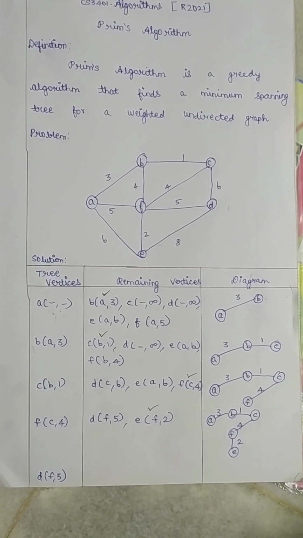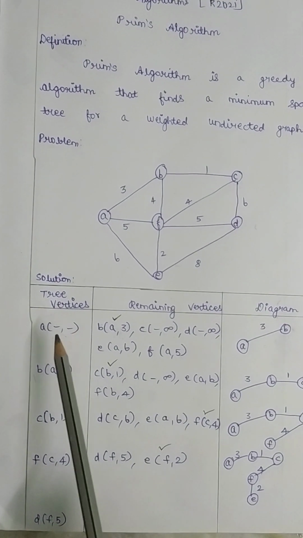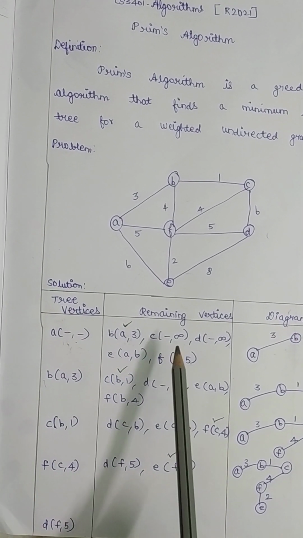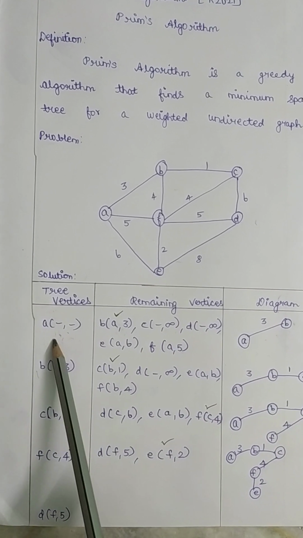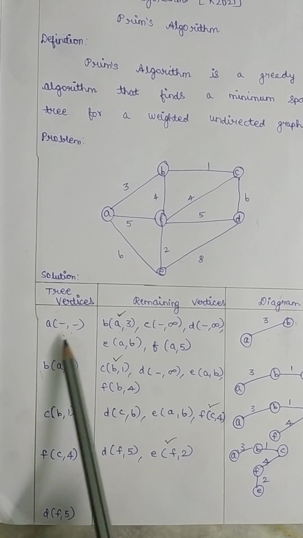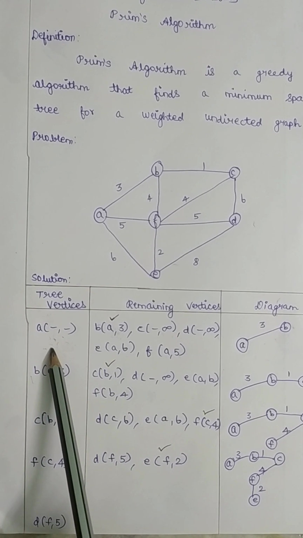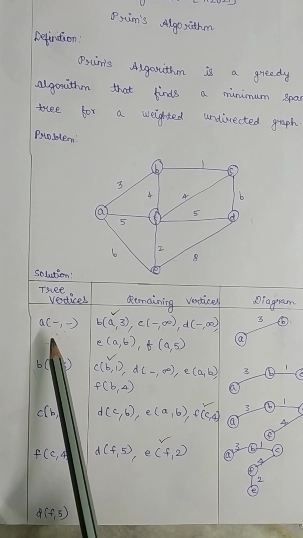So next we move on to the problem. This is the given problem, and we need to find the solution. For that we need a tree vertices, remaining vertices diagram. Tree vertices are the vertices which we consider. Here initially we consider A as the initial node, so we need to visit all the nodes except A.